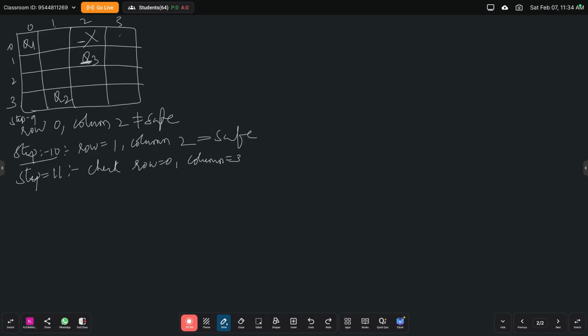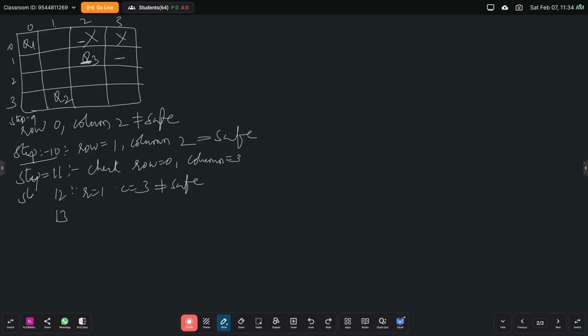So in step 11, check whether row equals 0 and column equals 3. Is that safe or not? It is obviously not safe, because the zeroth row queen 1 is there. Now increment the row. What is step 12? Row equals 1 and column equals 3. Is this safe? That is not safe. Why not safe? Because queen 3 is there in the same row.